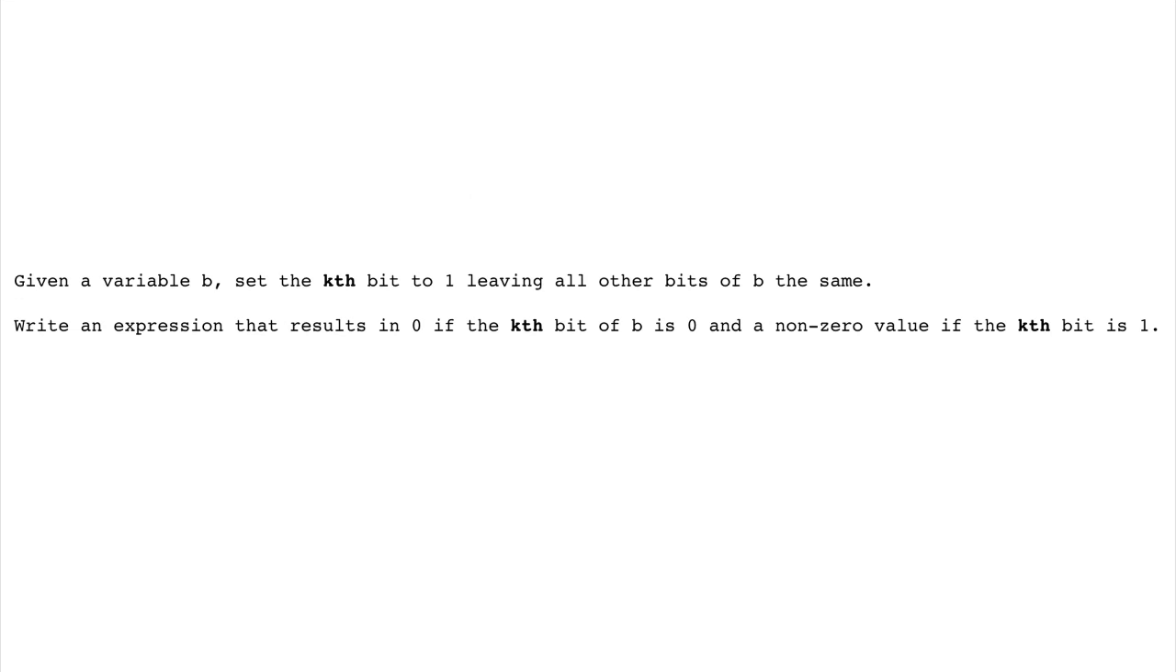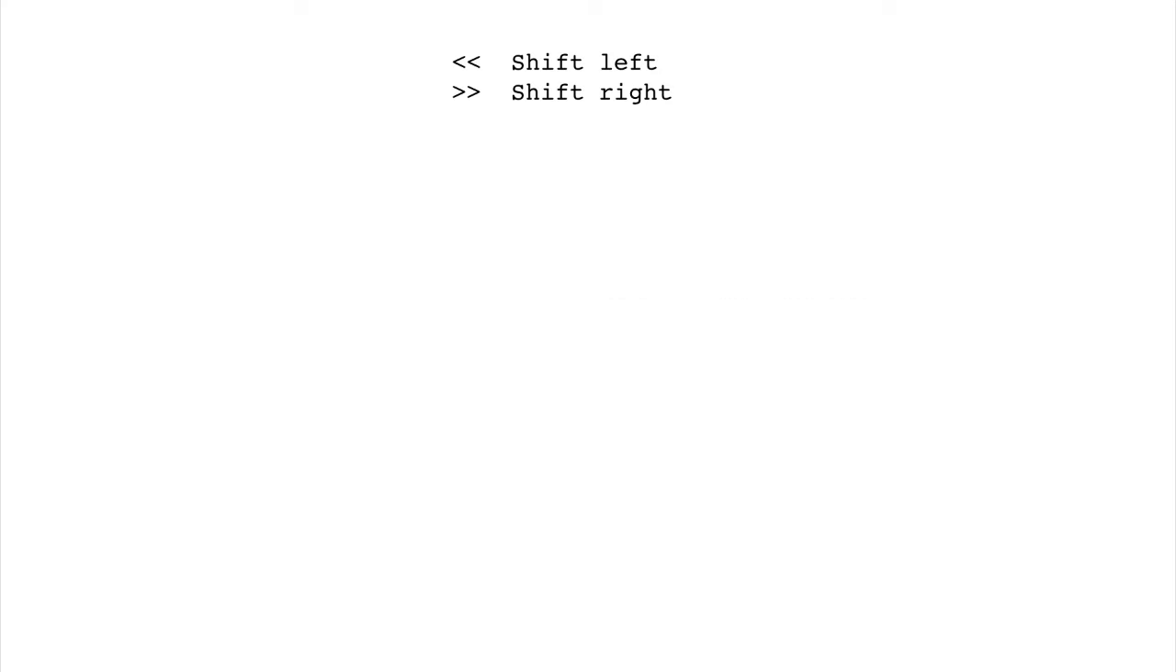Suppose we want to make these problems more general. Our solutions so far rely on us knowing exactly which position we want to check. So now we need a way to create a value with an arbitrary bit set to 1. For that, we will use C's shift operator. There are actually two shift operators, shift left and shift right. Think of them as arrows pointing in the direction of the shift.